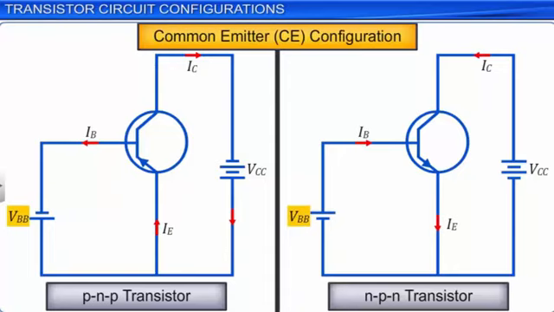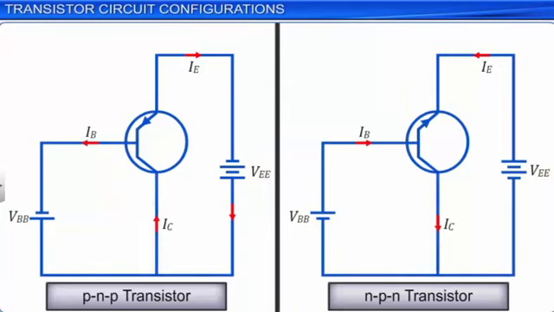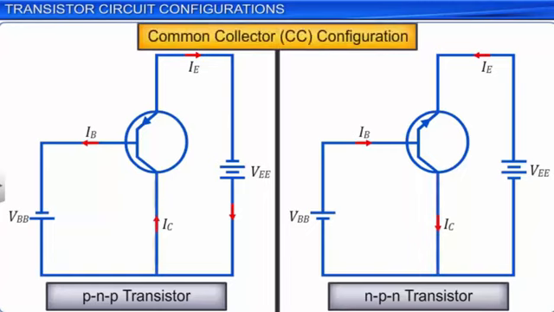When the collector of a transistor is common to the input and output, the transistor is said to be in the common collector configuration. In this case, the input voltage is represented as VBB and the output voltage is represented as VEE.